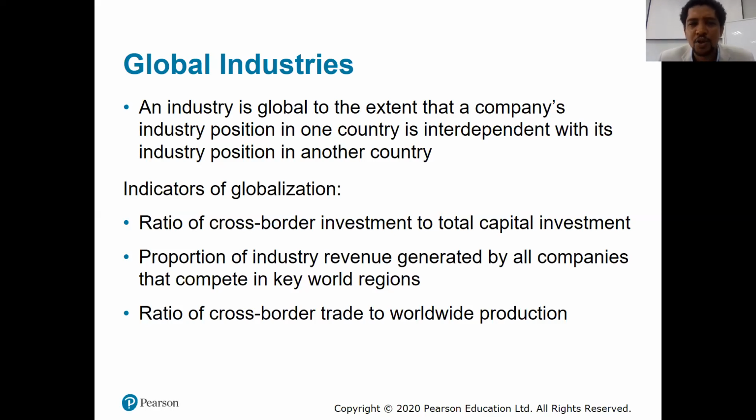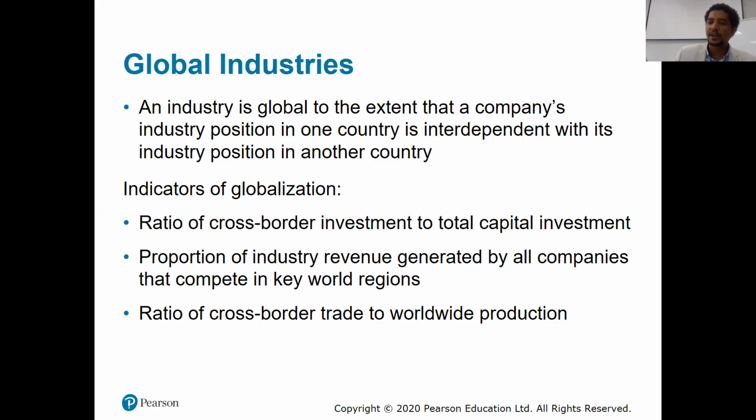Okay, so an industry is global to the extent that a company's industry position in one country is interdependent with its industry position in another country. So when we say multinational corporation, those of you who have already studied marketing or trade know that multinational corporations have parent companies, right? For example, Samsung is a multinational corporation. Its parent company is in Korea, but Samsung has subsidiaries and also foreign direct investments in other countries. So there is interdependence, right?